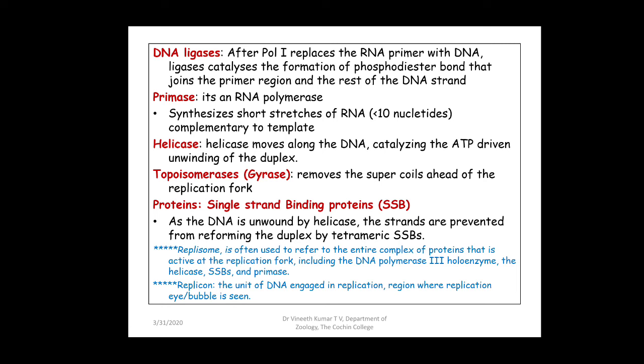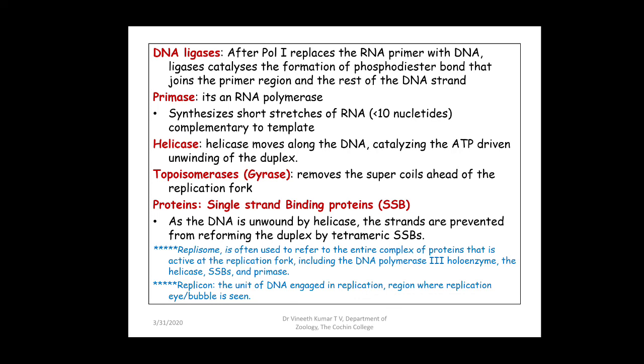The next category of enzyme is topoisomerase. Please note the name gyrase. Gyrase is the topoisomerase seen in prokaryotes, mainly in E. coli. Please note the term gyrase, which can also be asked as a 1-mark question. Gyrase is a topoisomerase. All topoisomerases and gyrases remove supercoils ahead of the replication forks. The same thing we'll discuss later in the coming sessions. So these are the set of enzymes involved in DNA replication.